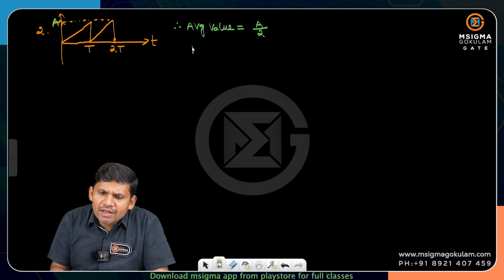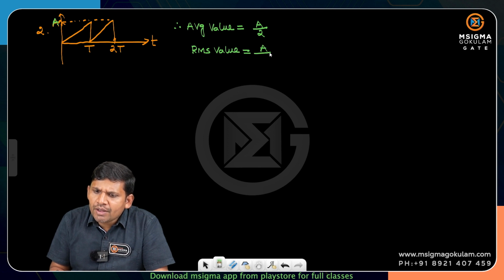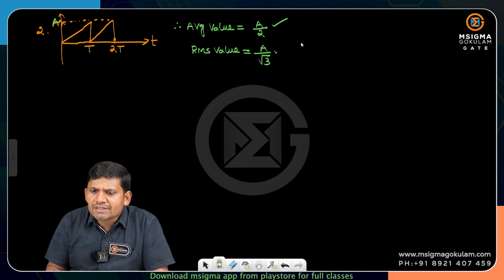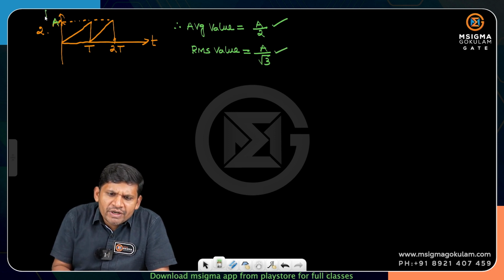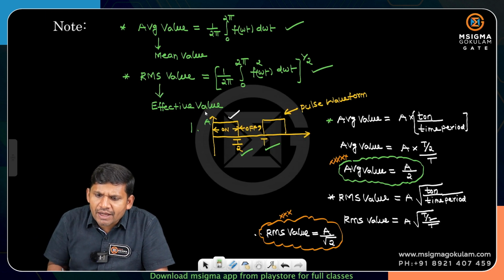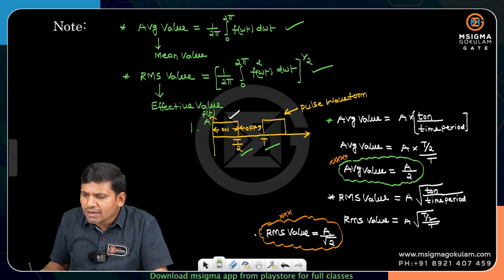What is the RMS value of this waveform? RMS value equals A by root 3. Like this you remember. Okay, this is the average value and this is the RMS value. Whether it is a voltage function or current function, whatever the function may be, no problem. You can apply the same formula.